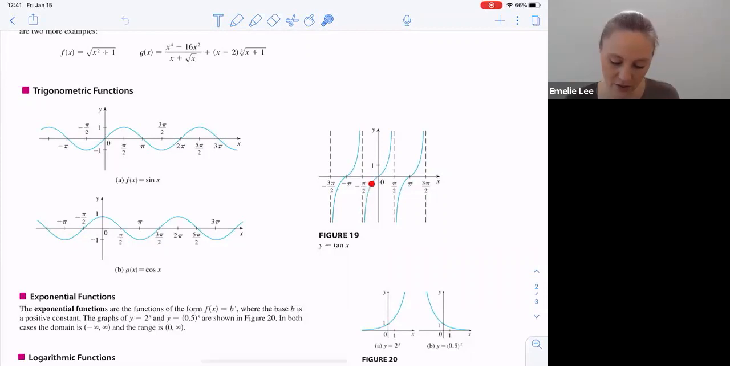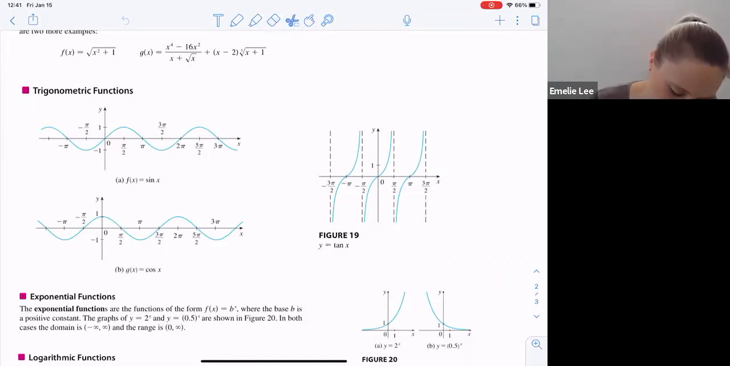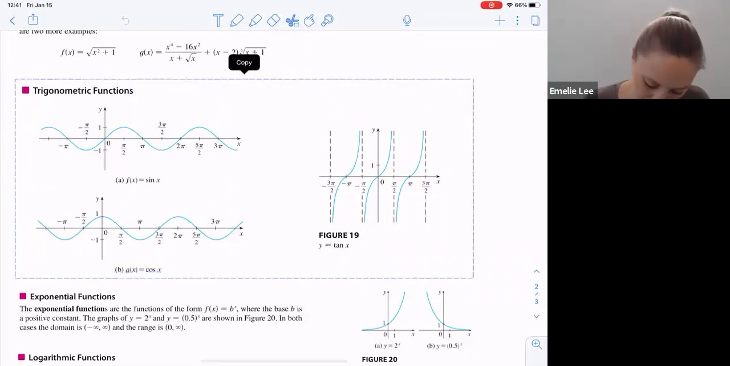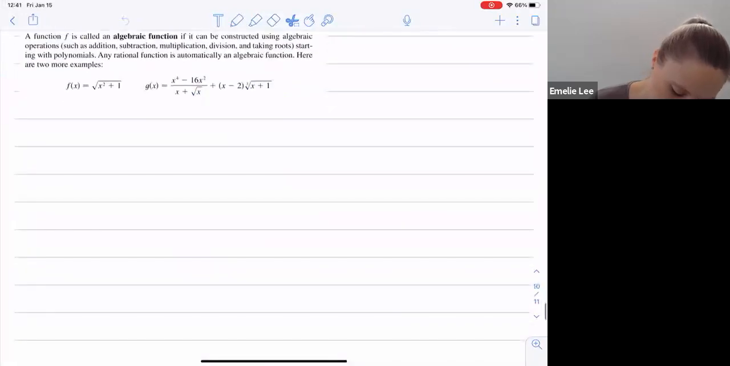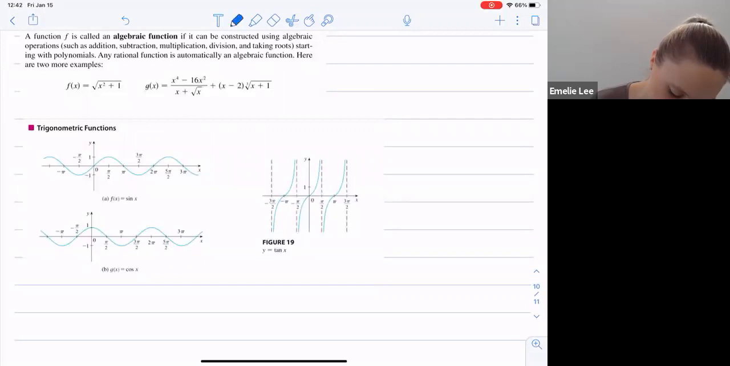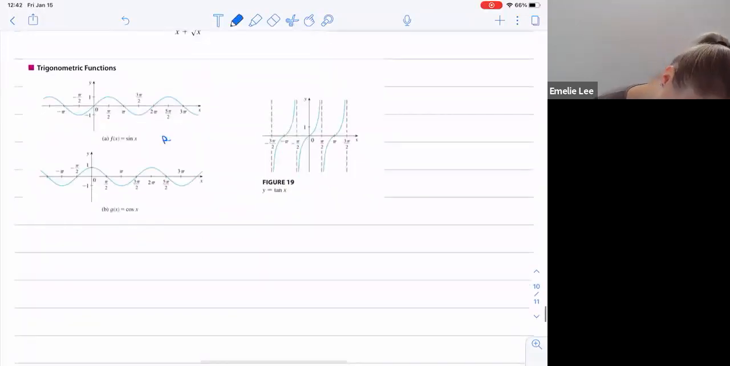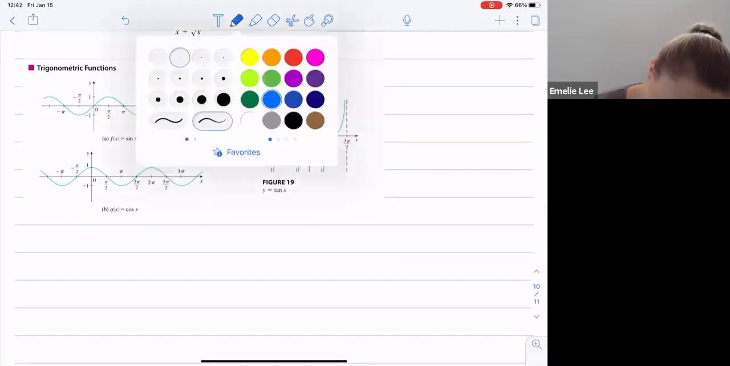Whereas tan of x has all these nasty asymptotes, and it only has a period of pi, right? So it takes a distance of pi to get through the tan of x. Just bring this whole thing in. So here I'll just write the period. Actually, let's make proper notes here.